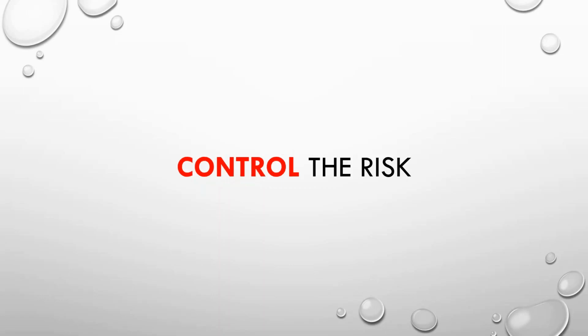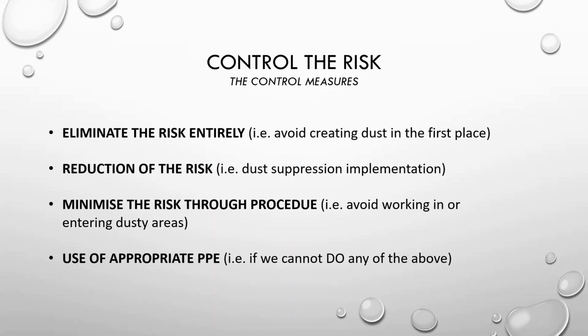Thirdly, we then control the risk. If the assessment of the identified risk has found that further action is necessary, control measures should be selected out of the following. Eliminate the risk entirely. This can be achieved through redesigning the activity or equipment, resulting in immediate elimination of said risk, i.e. avoid creating dust in the first place. Reduction of the risk. This can be achieved by enclosing the activity or equipment to capture or absorb the hazard, i.e. dust suppression or dust limitation equipment implementation.